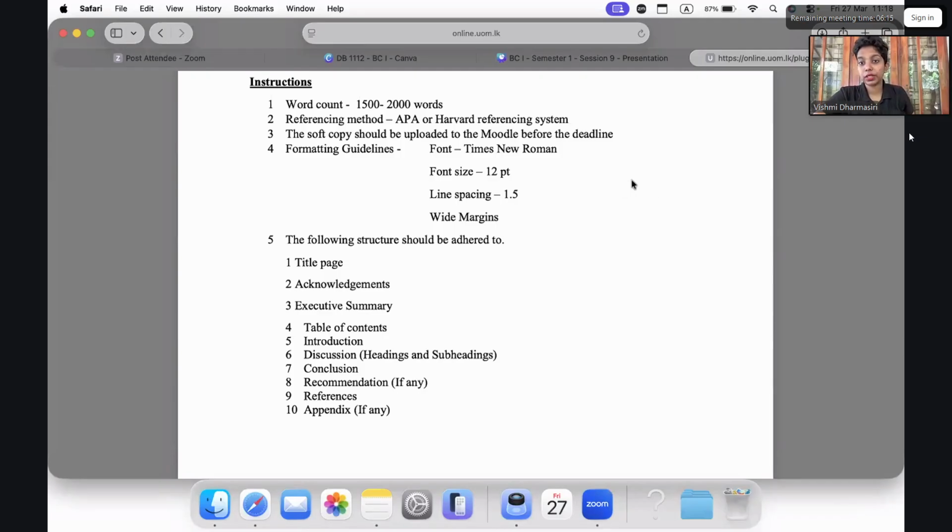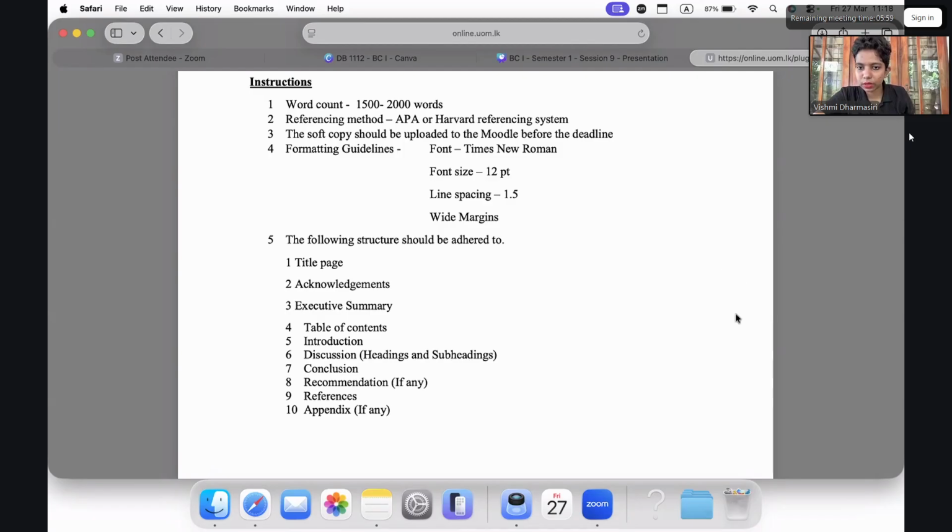The title page, I told you that I'll send you a format. What are the other questions? Ma'am, do we need to put numbers? You don't have to put numbers. Just the headings will be enough.